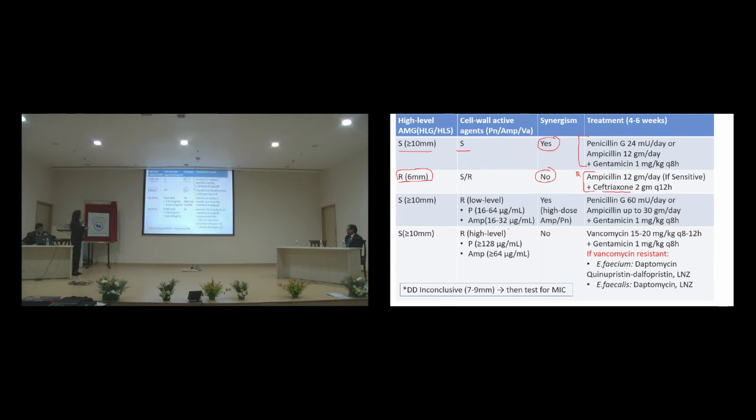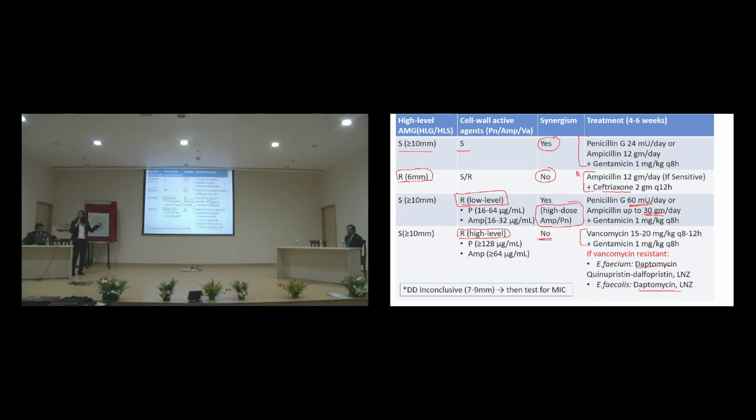Next is, if your high level aminoglycoside is sensitive and you have a low level resistance in penicillin or ampicillin, the choice will be ampicillin or penicillin with gentamicin. Here what we do is high dose of ampicillin or penicillin is used. Okay, when you have high level aminoglycoside sensitive, low level resistance is seen in the cell wall acting agent, you can give high dose of cell wall acting agent along with the high level aminoglycoside. Is this clear? If it is high level resistance, we do not use cell wall acting agent for treatment. That time the choice will be vancomycin plus gentamicin. If vancomycin is resistant, then the treatment choice will be daptomycin, quinupristin-dalfopristin and linezolid.